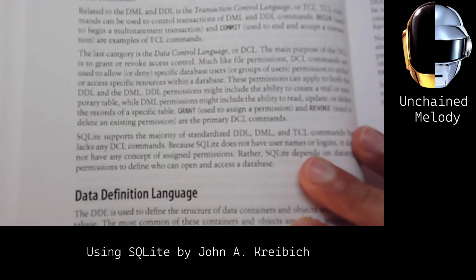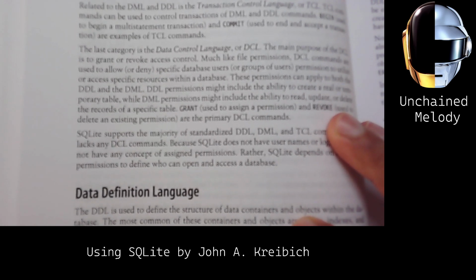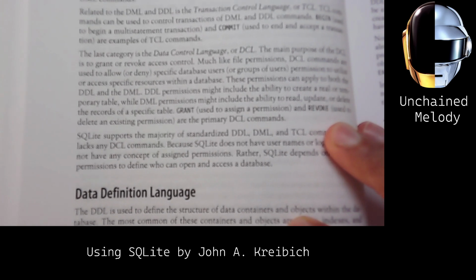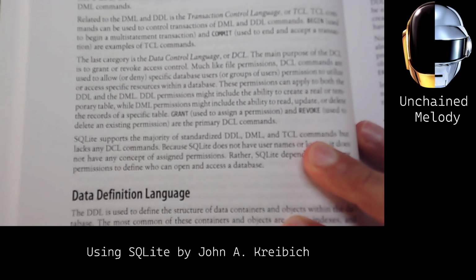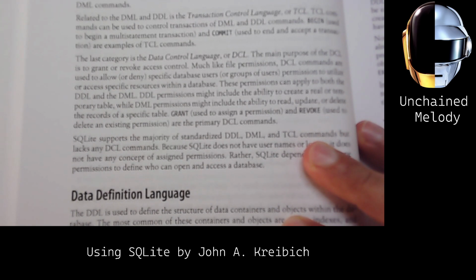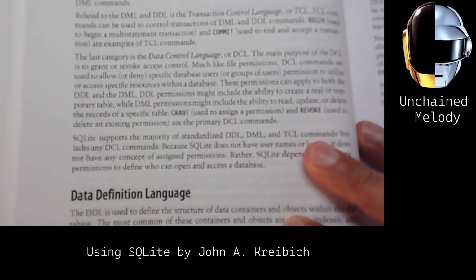The permissions can apply to both the DDL and the DML. DDL permissions might include the ability to create a real or temporary table, while DML permissions might include the ability to read, update, or delete the records of a specific table. Grant, used to assign a permission, and revoke, used to delete an existing permission, are the primary DCL commands.